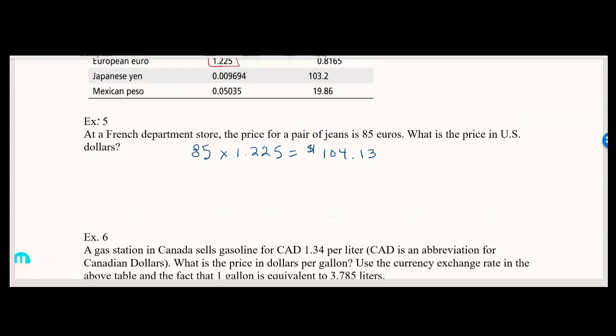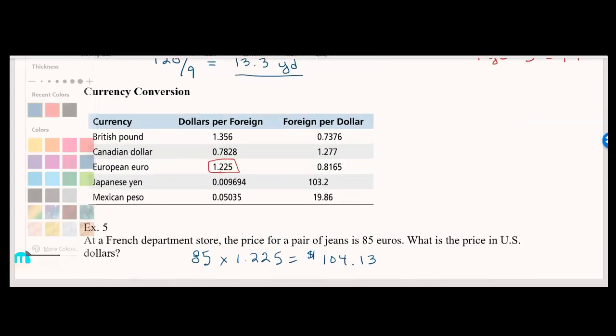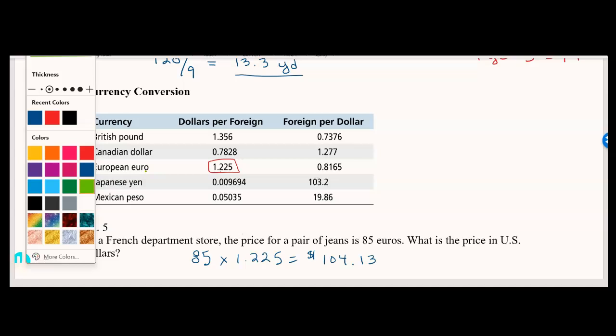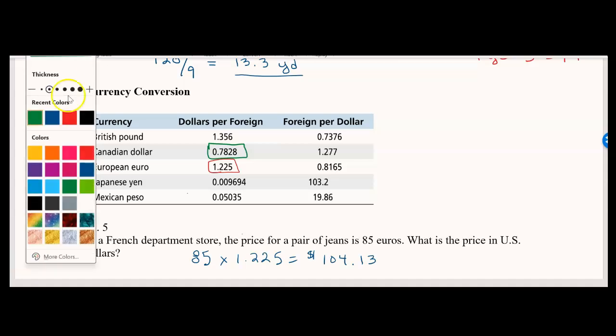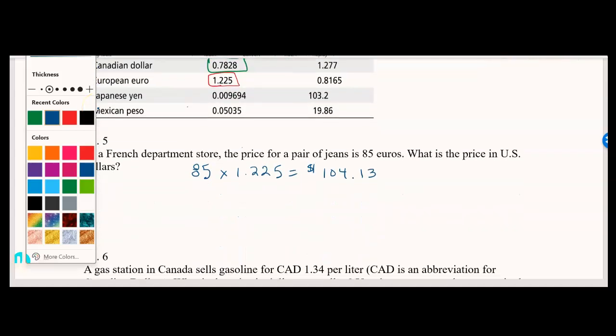So let me go back up here. Now, in this particular problem, we are looking at the Canadian dollar, and in that case, we're going to go up just above here. So for this problem, we're looking at 0.7828. And now we can focus on doing our conversion. So let's go back down here.